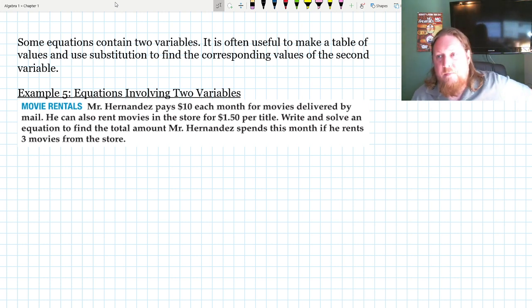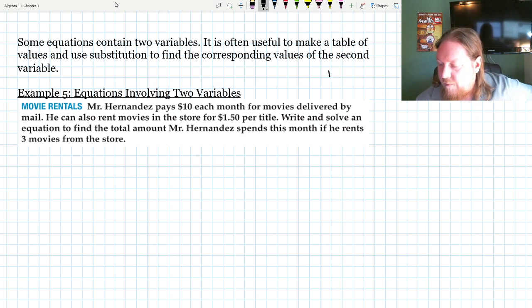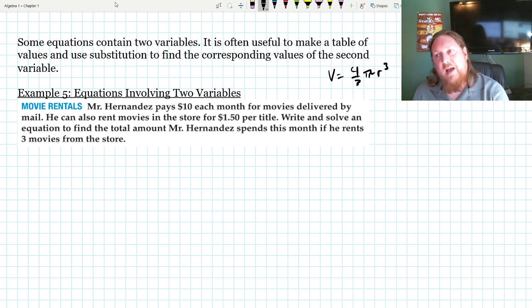Formulas are usually the most common way you can see this. Way back in the beginning of the chapter, we talked about the volume of a sphere. The volume of a sphere is 4/3 pi times the radius cubed. If you go back to that video, you'd see I didn't write volume equals on it because we weren't talking about equations and we were just talking about expressions.